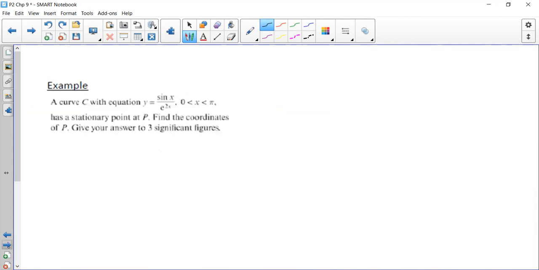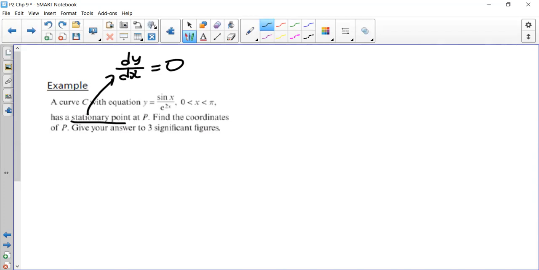Example, next one. A curve C with equation y equals sine x over e to the power of 2x has a stationary point. So by now, when you see stationary point, it's like when you see McDonald's, you know it's about differentiation. So stationary point means dy by dx equals 0. It's a no-brainer. You see the KFC spicy wings discount, you go for it. Stationary point, dy by dx equals 0. Find the coordinates of P.